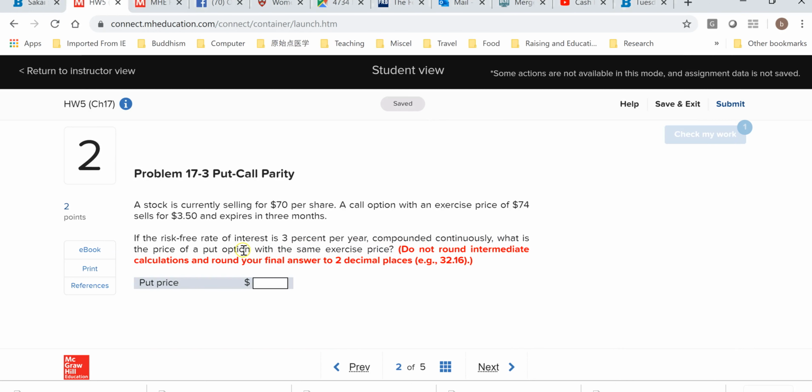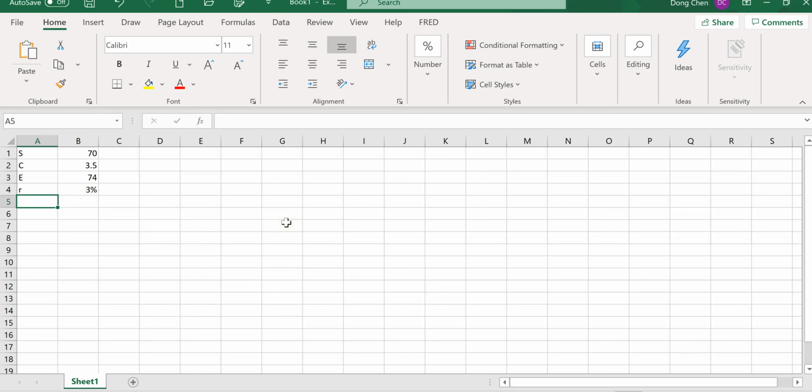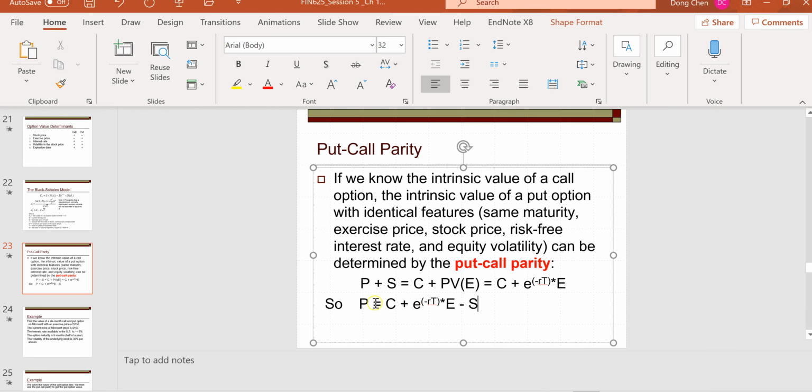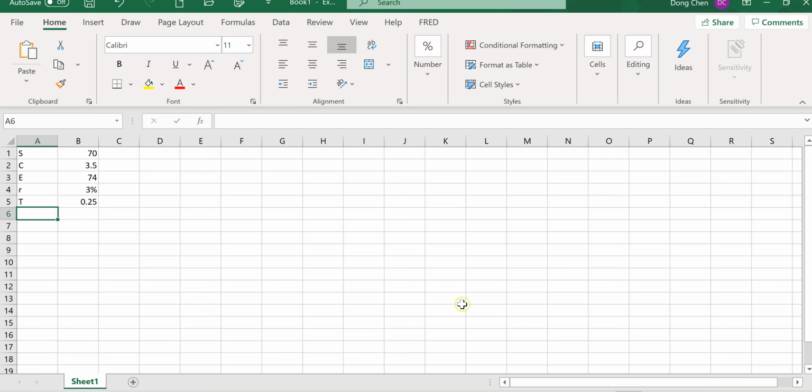And the maturity is 3 months. Again, we need to convert that into years. So we divide 3 by 12 to get the number of years for the maturity. And then going back to the formula, P equals C plus E raised to the power of negative R times T, and then times E minus S.